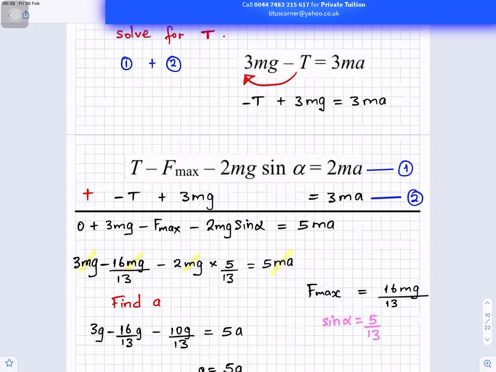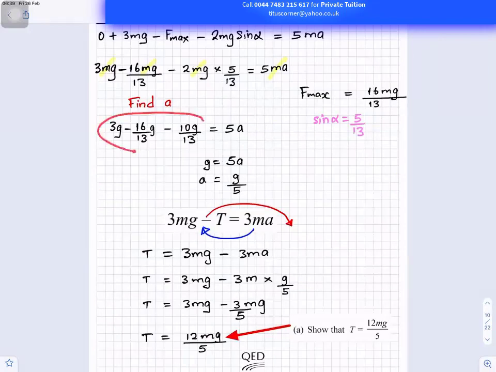We replace F max. F max was 16mg over 13. So we replace F max first, the frictional force. Now we cross out the m's from all of them. What we have now is 3g minus 16 over 13 g minus 10g over 13 equals 5a. We want to solve it for a.